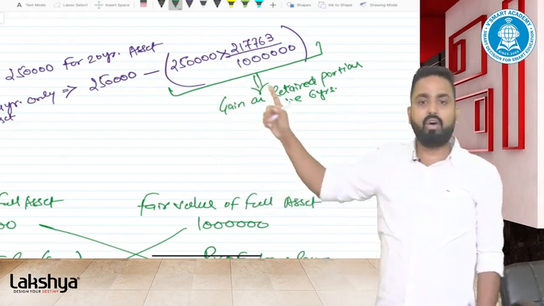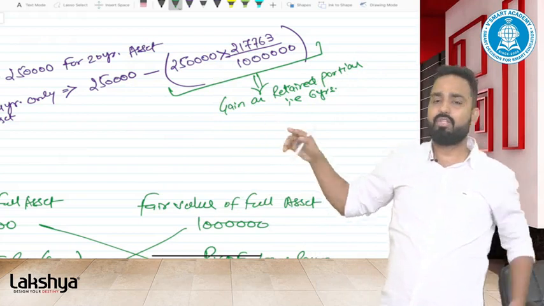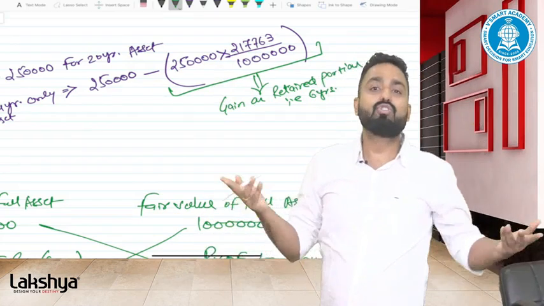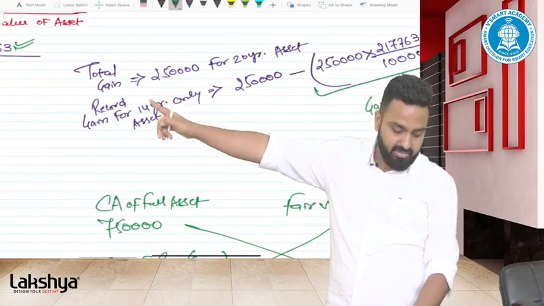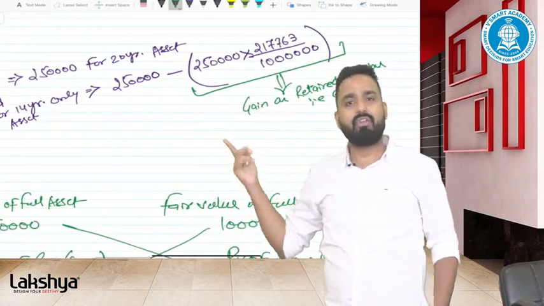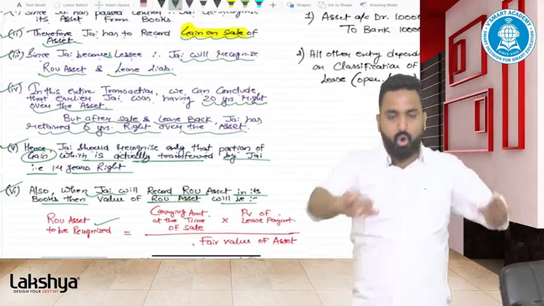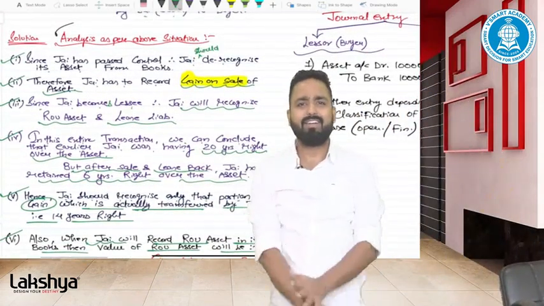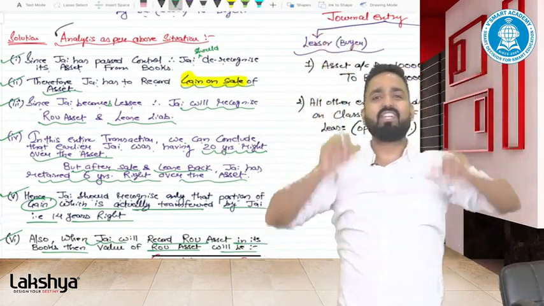So this is the gain on the retained portion. So out of the total gain, when I deduct the gain on the retained portion, ultimately the gain on the sold portion, the gain on the 14-year asset only, will be recognized. So if I combine all the things together, what will be the journal entry?